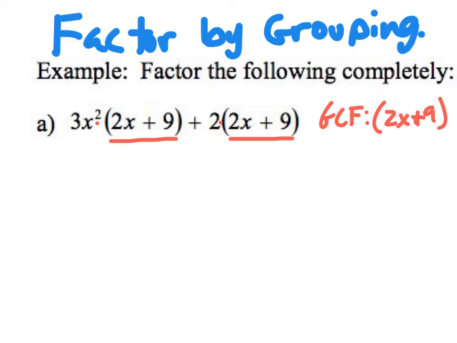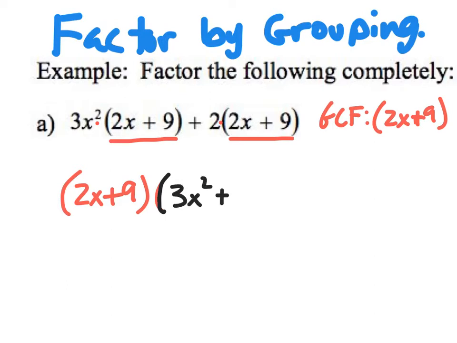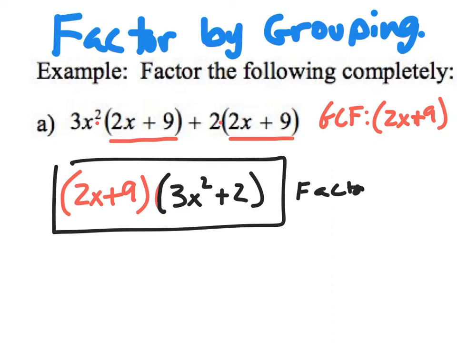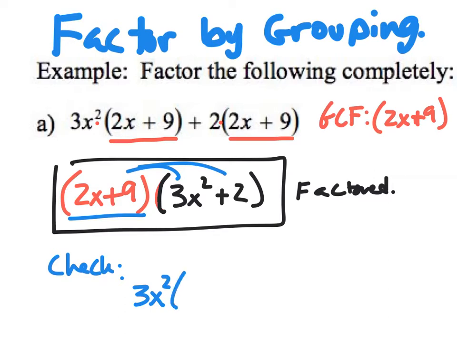And what you'll see is that if I factor out a 2x plus 9 here, then what I get left over is going to be 3x squared plus 2. And this is factored. Now what you can do is distribute this whole quantity back in. So to check using the distributive property, you would take 3x squared and multiply it by that entire quantity, 2x plus 9. And then I would do the same thing with the 2 times 2x plus 9.